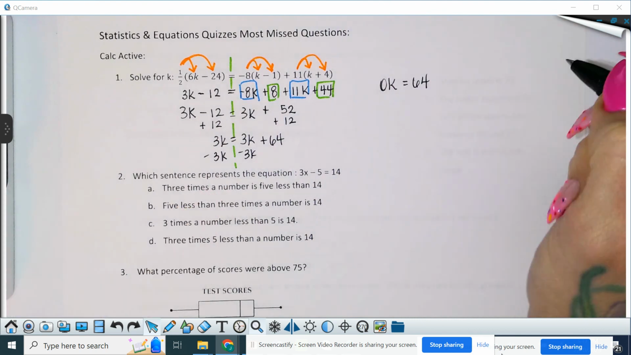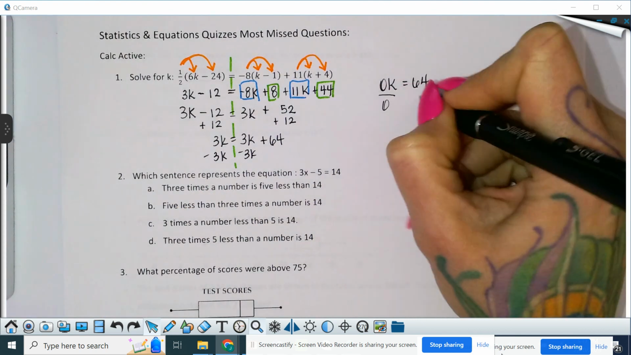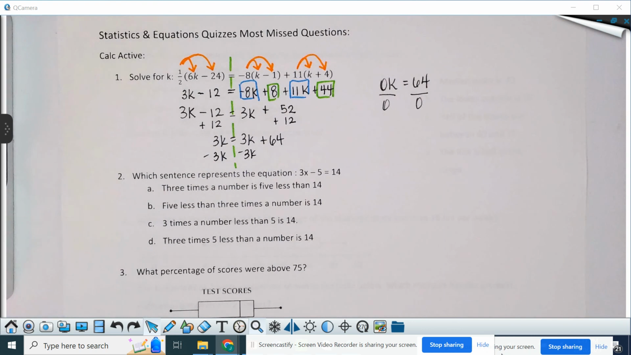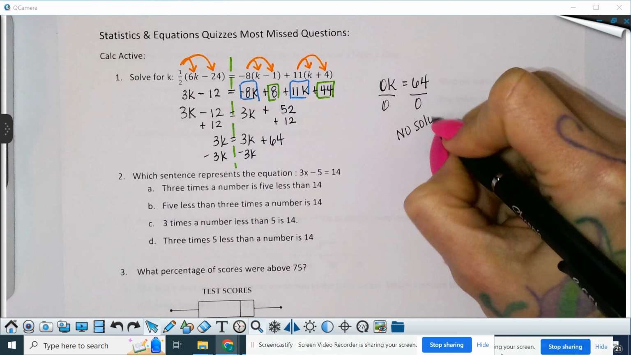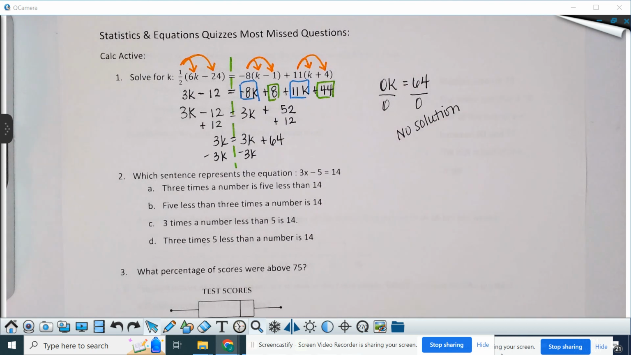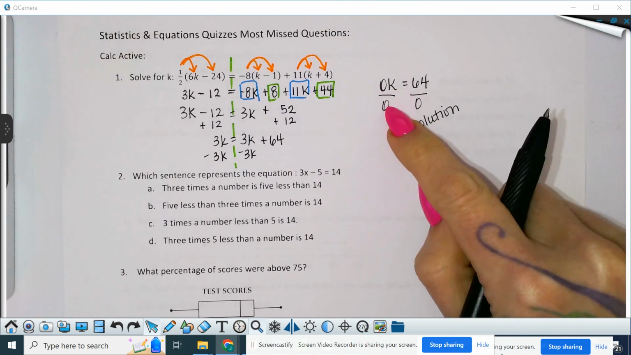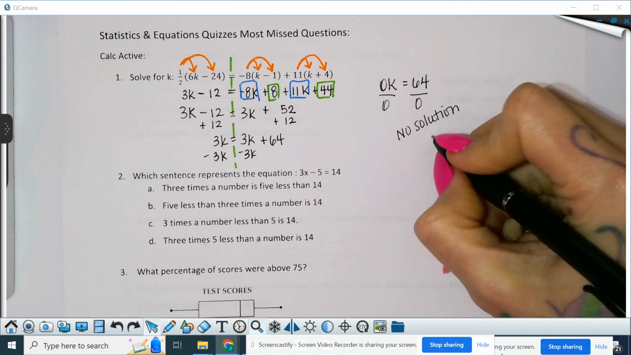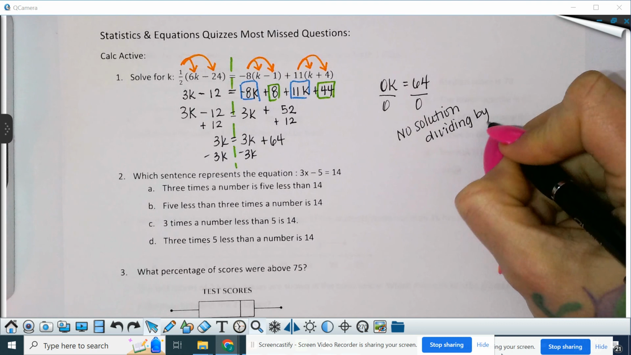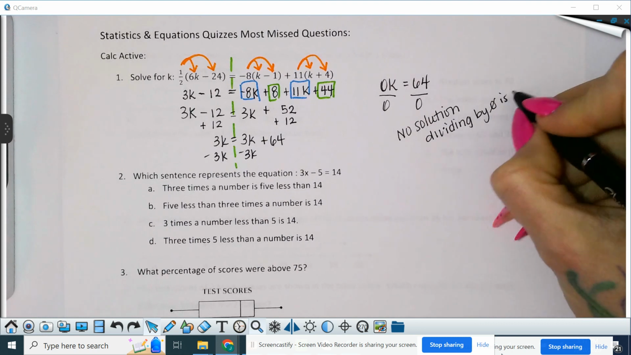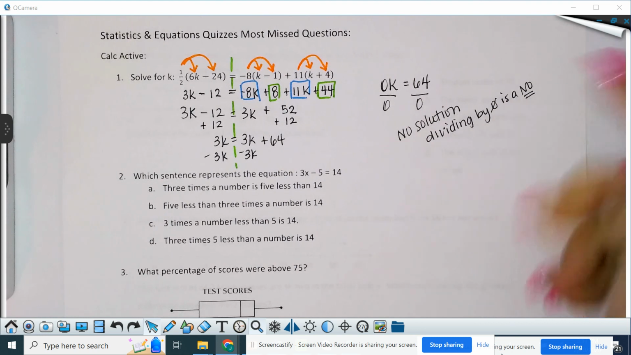Now, you can't divide by 0. It's not allowed. So that means at this point we're at no solution. There's no way that we can make this equation work. Because dividing by 0 is a no-go, that's how you know it's no solution.